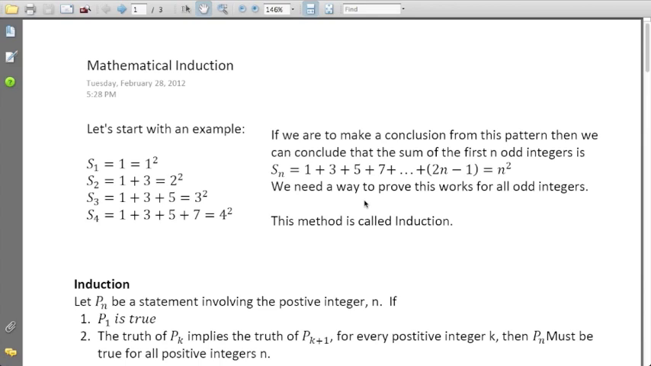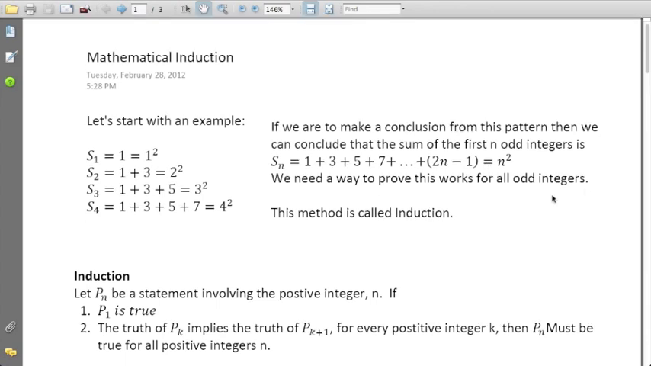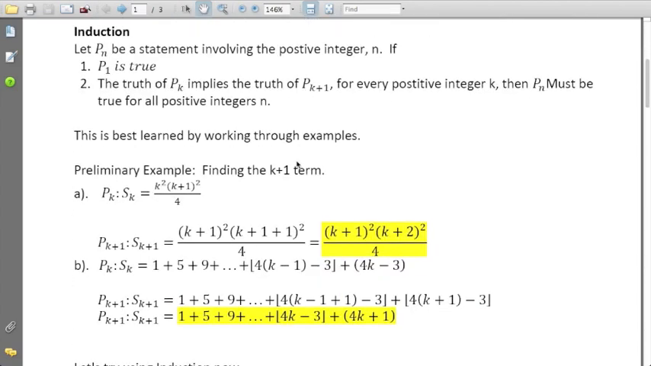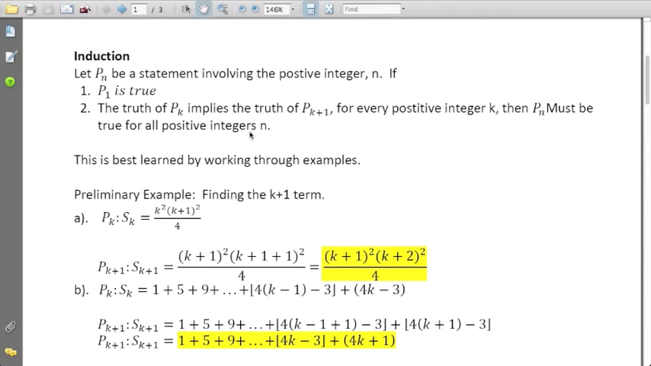For induction, what it does is it allows us to take a conjecture, a hypothesis, and prove that it is in fact absolutely true for all positive whole numbers n. Now, before we get into that, I want to first define what induction is. If you're taking notes, listen better now than you are writing. I'll tell you when to take notes in just a second.